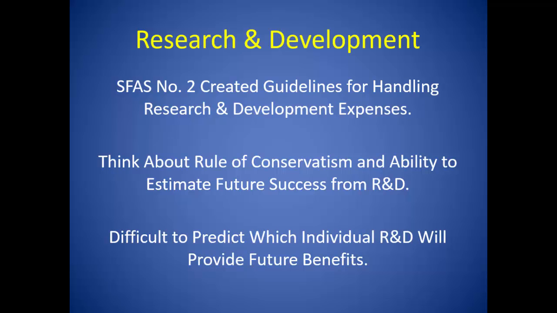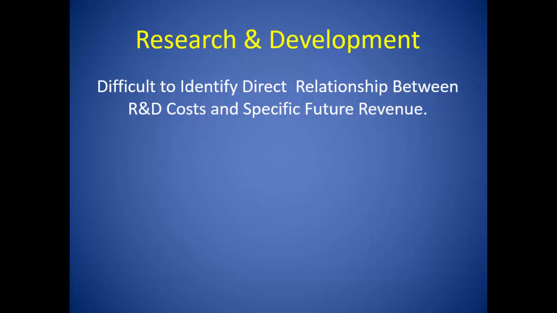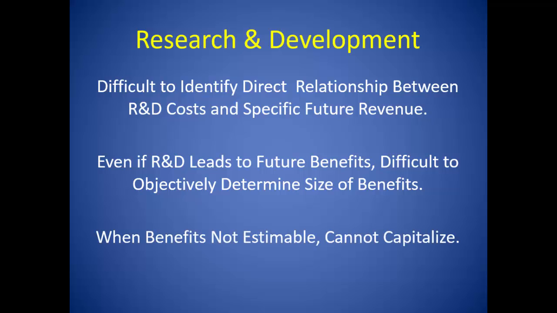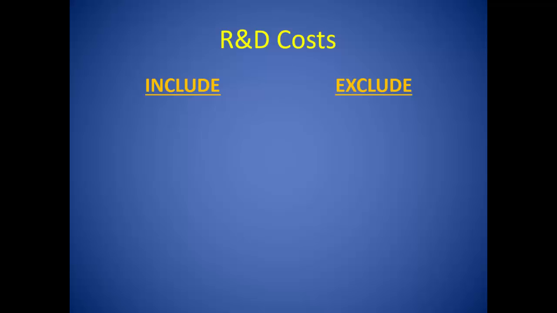It's difficult to predict which individual R&D will provide future benefits. It's difficult to identify a direct relationship between R&D costs and specific future revenue. Because even if R&D leads to future benefits, it's difficult to objectively determine the size of those benefits. So there could be some manipulation there too of the numbers, because it is so hard to determine. When the benefit is not estimable, it cannot be capitalized.